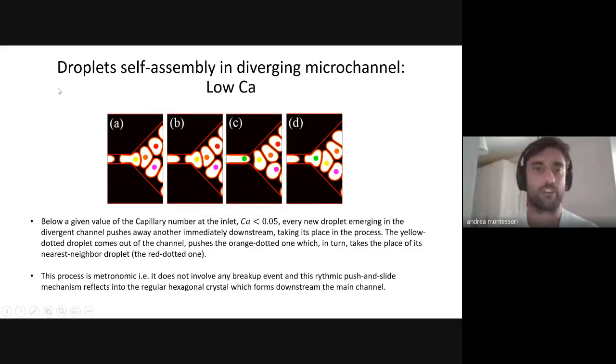So let's start from the low capillary case. In this sequence, I report the crystal formation at low capillary number. Here, the capillary number was about 0.04, or maybe below. An important thing: the capillary number here is the inlet, or nozzle, capillary number, and so it is computed with the velocity of the droplet within the inlet, the surface tension, and the viscosity.